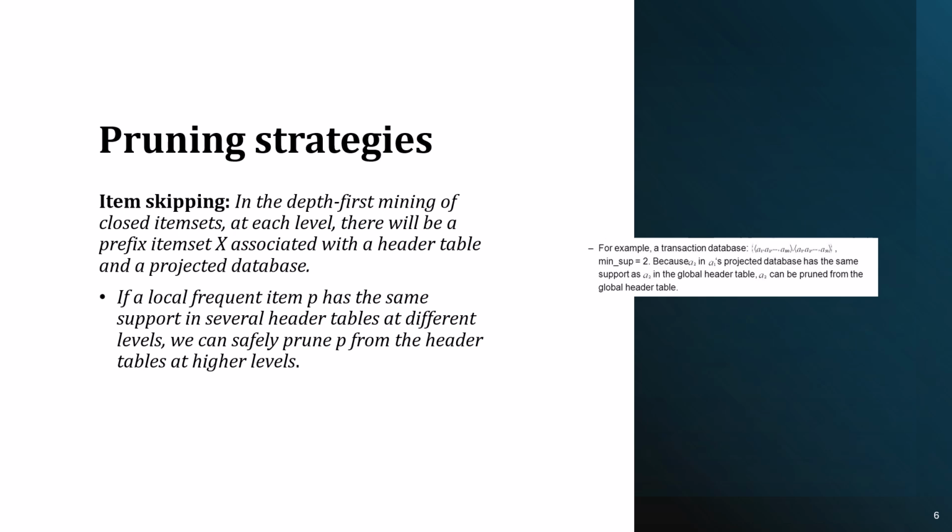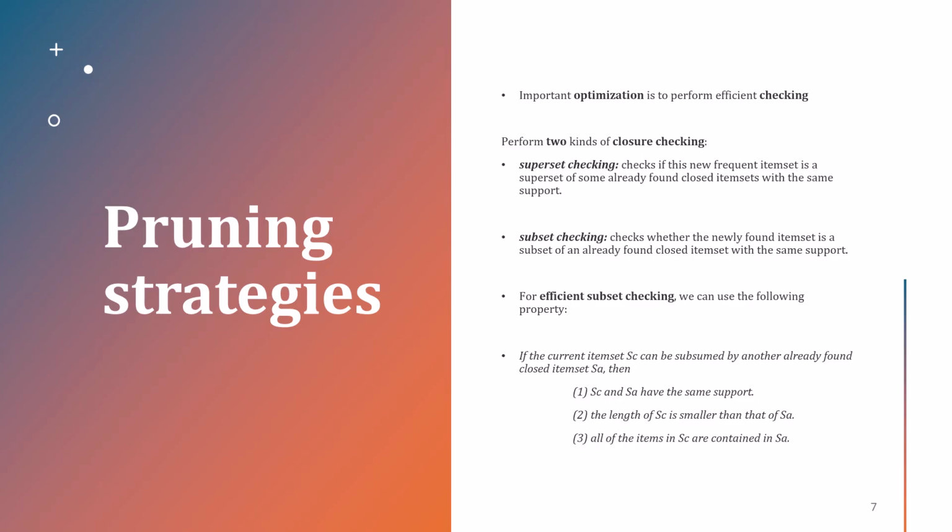Besides pruning the search space in the closed item set mining process, another important optimization is to perform efficient checking of each newly derived frequent item set to see whether it is closed. This is because the mining process cannot ensure that every generated frequent item set is closed. We perform two kinds of closure checking.